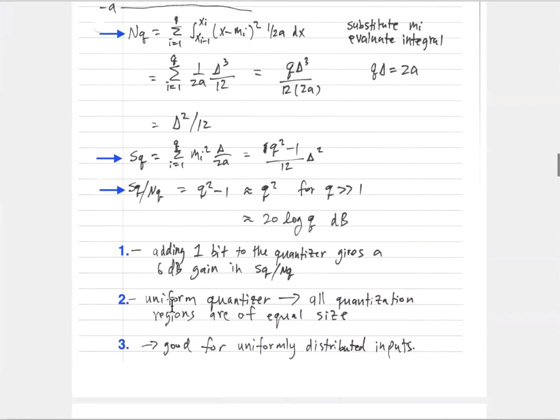The second point I want to make is that for a uniform quantizer, all quantization regions are of equal size, and this is good for uniformly distributed inputs. We get really nice results like this, like adding 1 bit gives you a 6 dB gain. You can also show all sorts of optimality results, that a uniform quantizer is essentially optimal for a uniform source. So this is good when the input source has a uniform distribution.